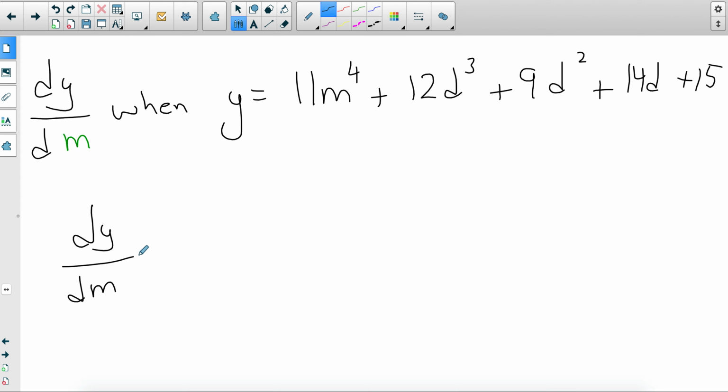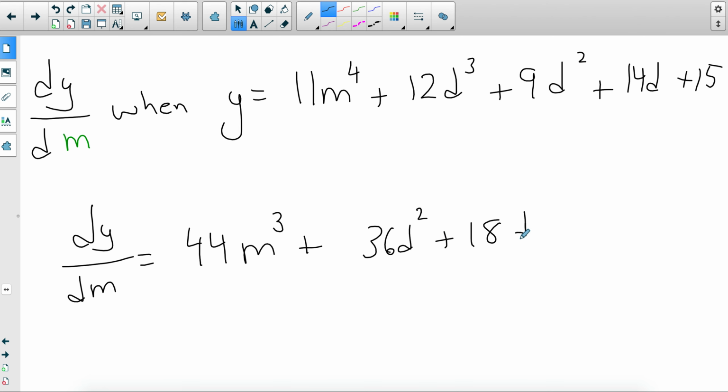So dy by dm, doing each one separately, this will be 4 times 11, which is 44, and then m will be to the power of 3. Next I have 3 times 12, which will be 36, and then d to the power of 2. And then I have 2 times 9, which is 18, and then d to the power of 1, but I don't write it. And then I have 14d, and remember this is to the power of 1. So if it's to the power of 1, all you have to do is take the coefficient, which is a positive 14. And the derivative of a constant is always 0, so I don't need to write it down. And that's it. This is how you derive more complex expressions.